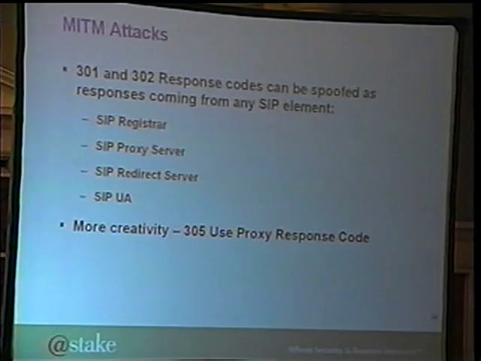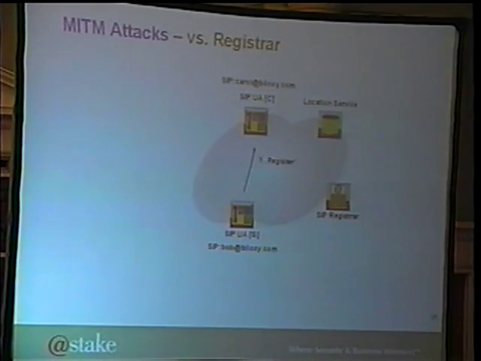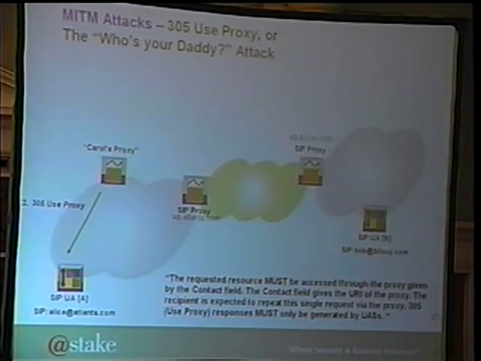Man-in-the-middle attacks. We can do man-in-the-middle attacks against all the different servers and the UAs. I'll go to the more interesting one. I called it the Who's Your Daddy attack. Basically, Alice sends the invite to the Atlanta.com SIP server, and immediately what Carol's proxy technically does is send a very interesting response code, which is 305. The 305 is actually a very nice thing because the proxy is advising you to use another proxy. So here you go, I'm sending you this, I want to help you. So use this proxy. So you build your own proxy software as Alice's fake proxy and you get everything.